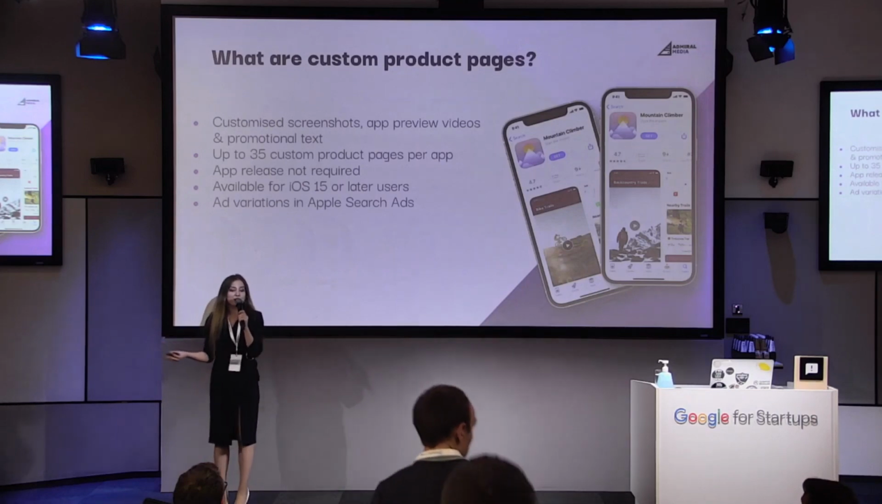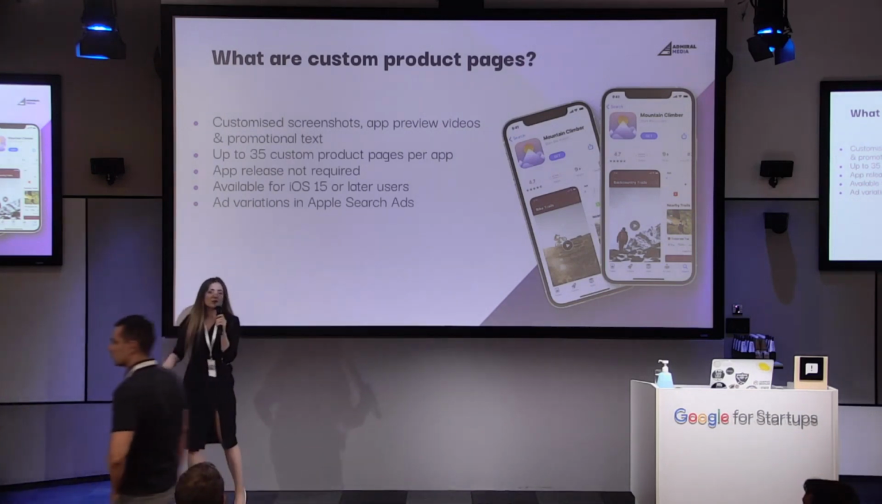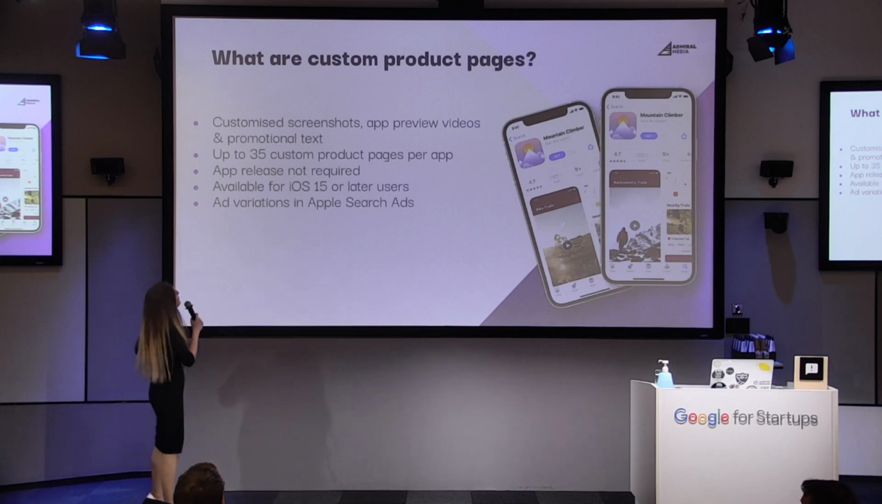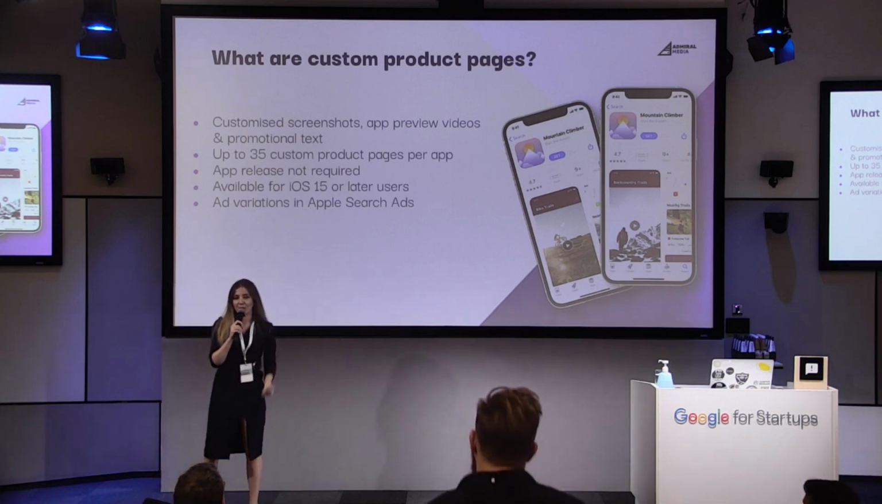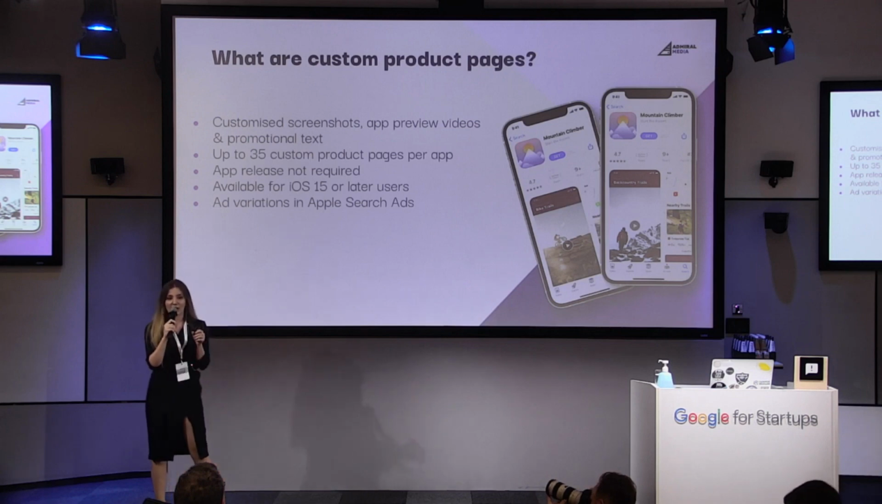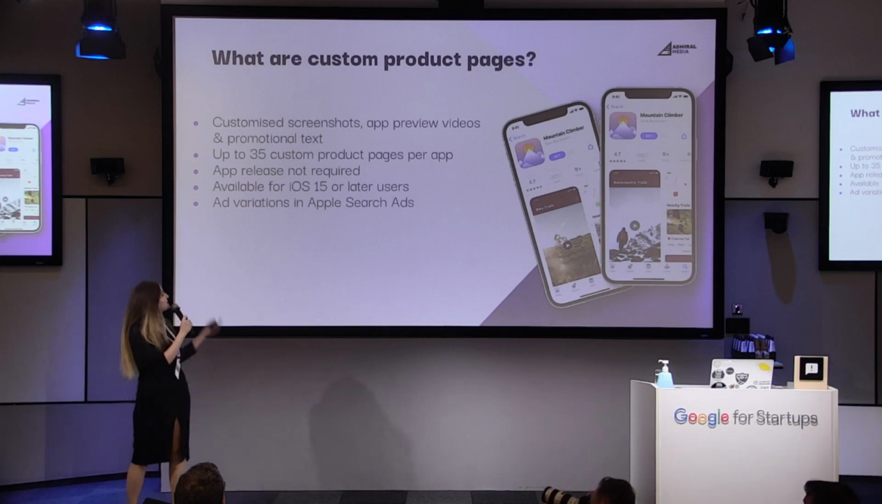So what are custom product pages? You can use customized screenshots, app review videos, and promotional texts that are different than your default ones. You can create up to 35 custom product pages per app. You need to submit them to App Store Connect for review, but they don't require an app release. They're available only for iOS 15 or later users and are not accessible to users searching organically. The most important point that we're going to cover today is that we can use them to create ad variations on Apple Search Ads.